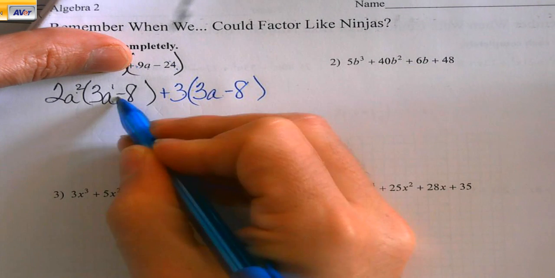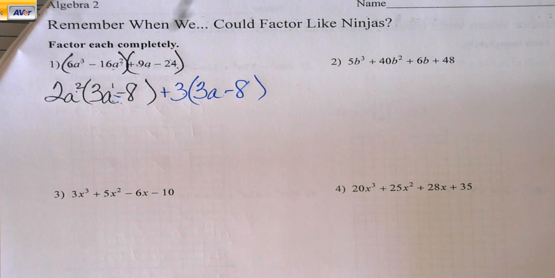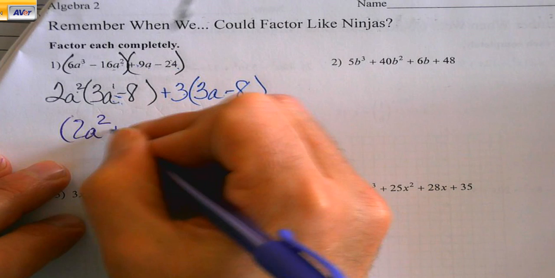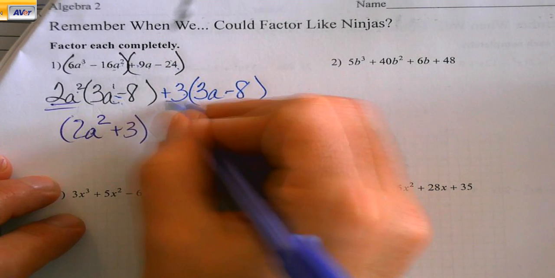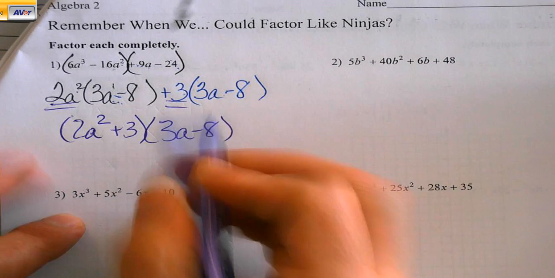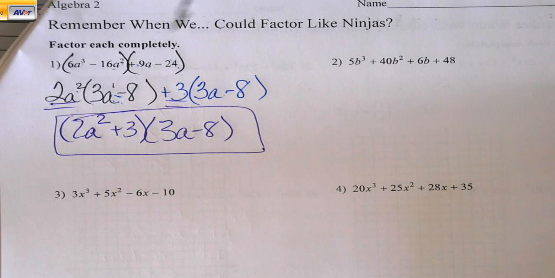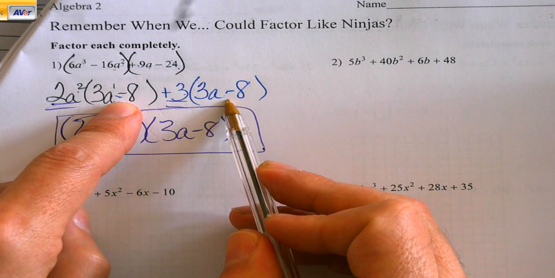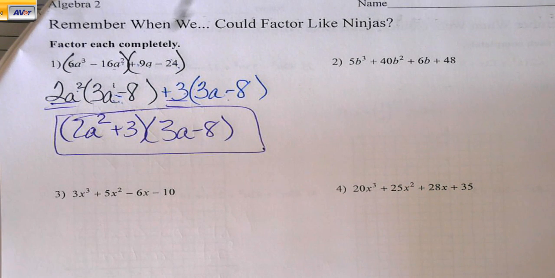3 times what gets me to negative 24? Woo! Same thing. So when I go to write my answer, it's just the stuff that's outside goes together and my common set of parentheses go together. And that's how all of these will set up. But again, the key is, are these the same? If they are, perfect. If they aren't, that's going to be a little bit different of a story we've got to watch out for. Okay?